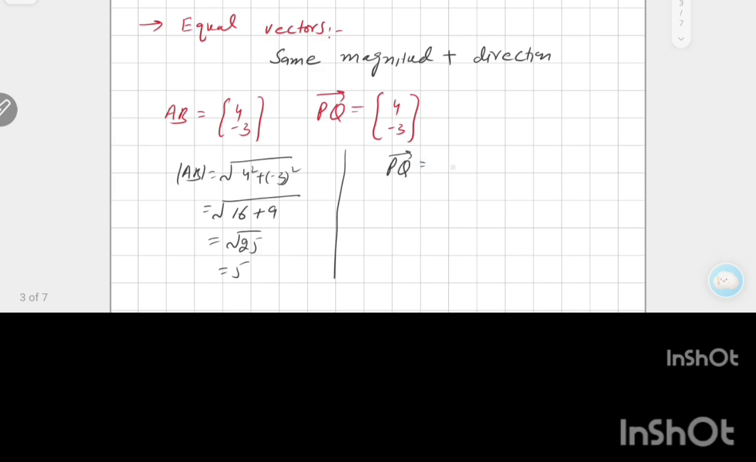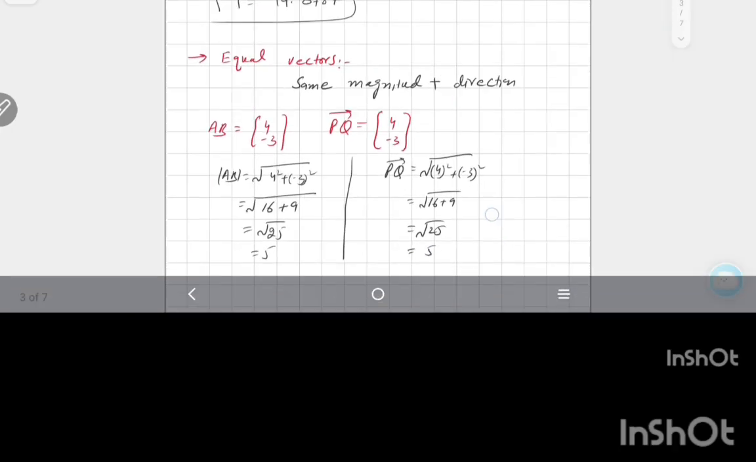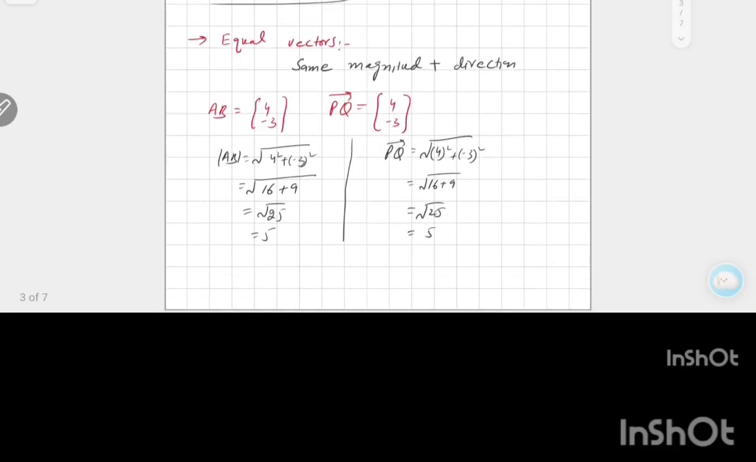Look at this one. How we solve this one: P is 4 squared and minus 3 is minus squared, 9. Square 16 plus 9. Here we get 16 plus 9, it will be 25, and the answer will be 5. Okay, dear student, first of all they have the same magnitude. It's clear. Now they will have the same direction.